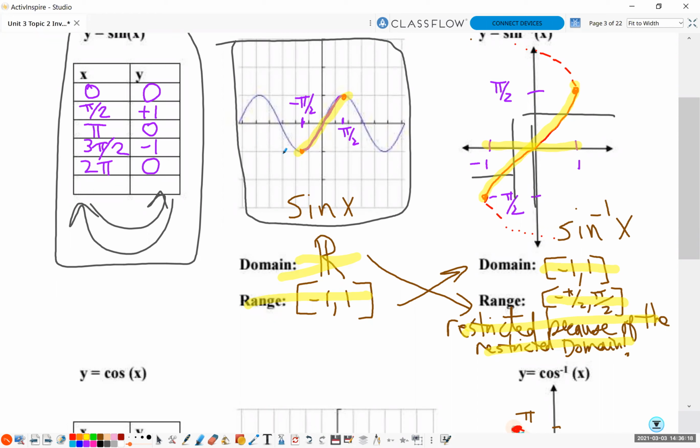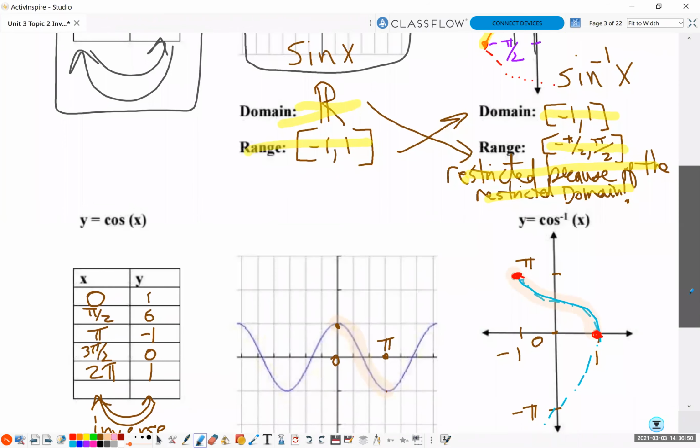Now, I don't have to choose that. I could choose this, or this. But I can only choose a part that lets it be 1-to-1, passing the vertical and horizontal line test. So we're always going to use the yellow one. We're going to go through the origin. That's the one that makes the most sense.